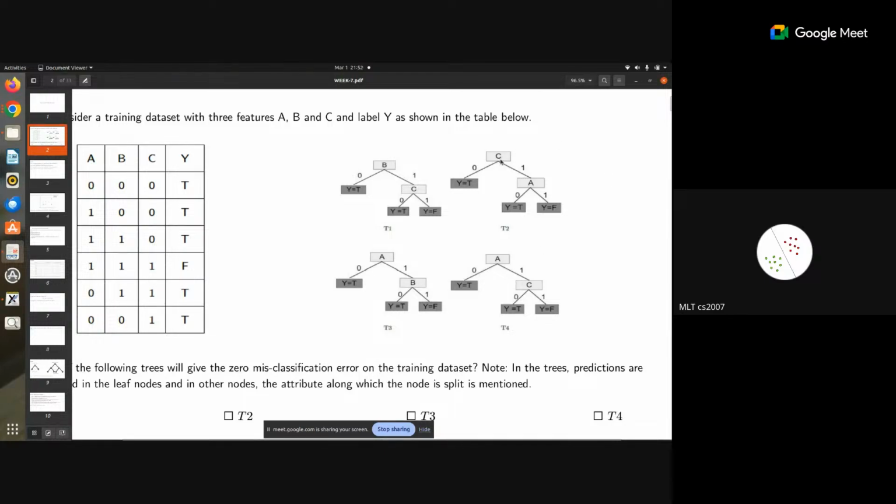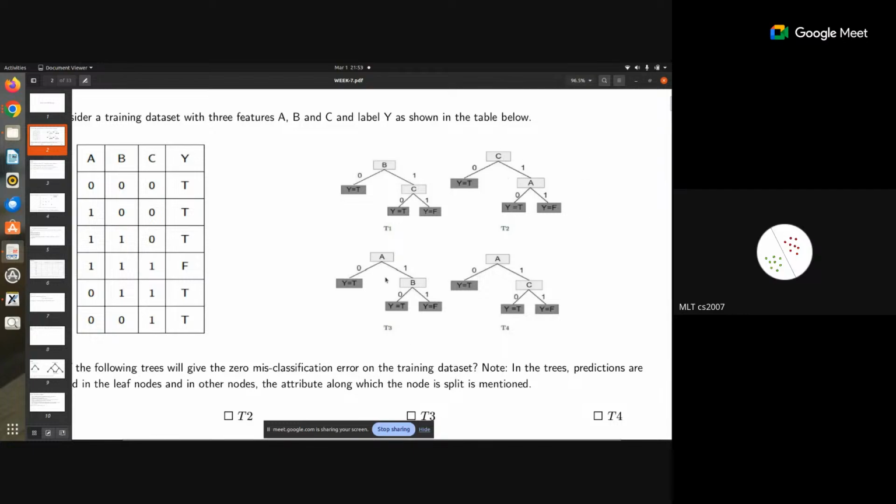What about T2? Let's say this tree. If c is 0 or c is 1, when c is 0, how many? The first three examples will predict true. It's correct. When it is 1, we have to check for a. If a is equal to 1, it is false, and if a equals 0, it is true. So that is giving me the correct predictions, right? So there is no misclassification in T2.